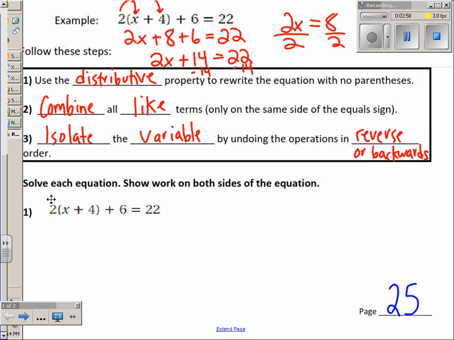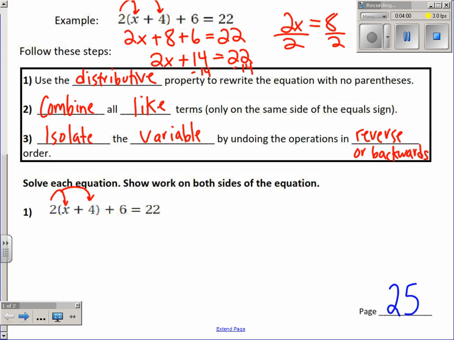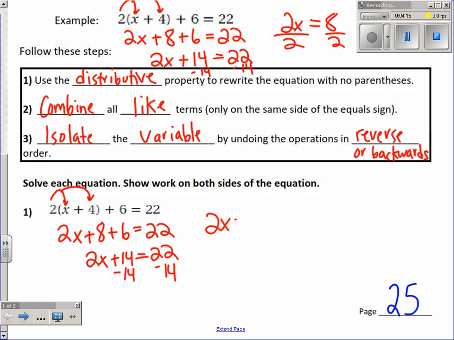So here we have to distribute the 2, so we get 2x plus 8 plus 6 equals 22, and then we're left with 2x plus 14 equals 22, and we subtract 14, we're left with 2x equals 8. We already did this up above, I'm just realizing. All right, so now we're left with x equals 4. All right, going over to the next page.